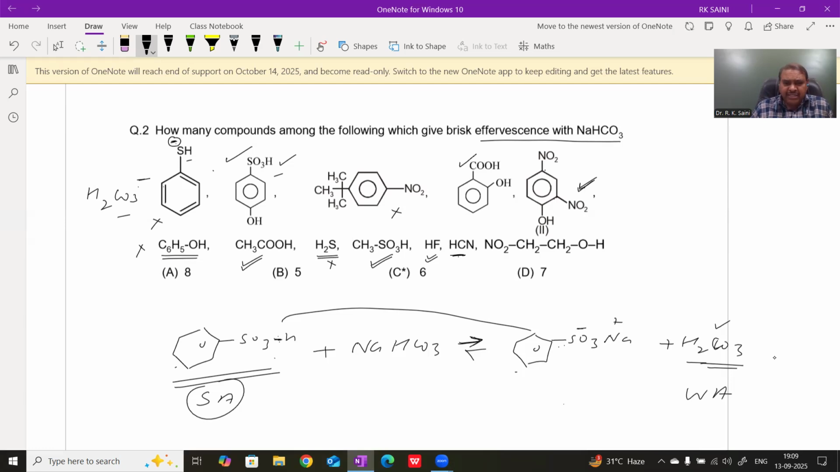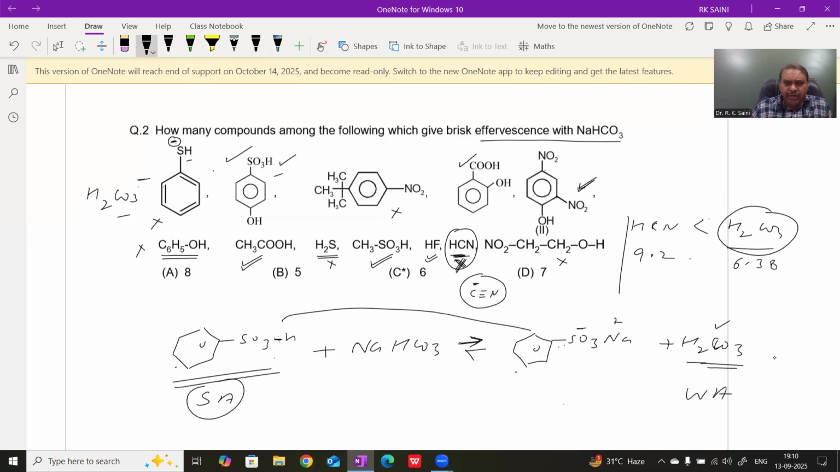Carbon, HCN and carbonic acid. HCN is also a weak acid because there is no resonance in its conjugated base, but in carbonic acid two resonating structures are there. Therefore HCN is a weaker acid than carbonic acid. Notice its pKa is nearly 9.2 and the pKa of carbonic acid is 6.38. It means carbonic acid is a stronger acid than HCN. Therefore it does not evolve.